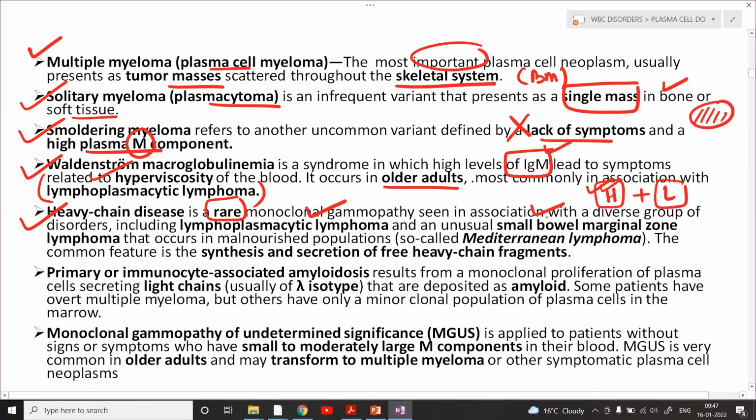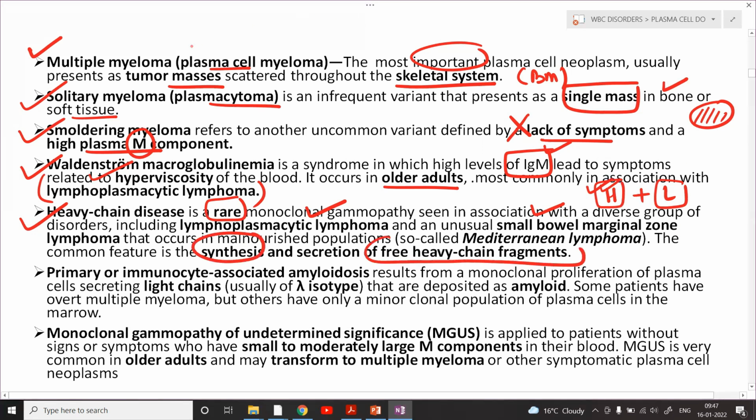Also, it can be seen in small bowel marginal zone lymphoma. So heavy chain disease can be associated with either of them, wherein just the heavy chain of the antibody is secreted. Remember, the common feature is the synthesis and secretion of free heavy chain fragments.